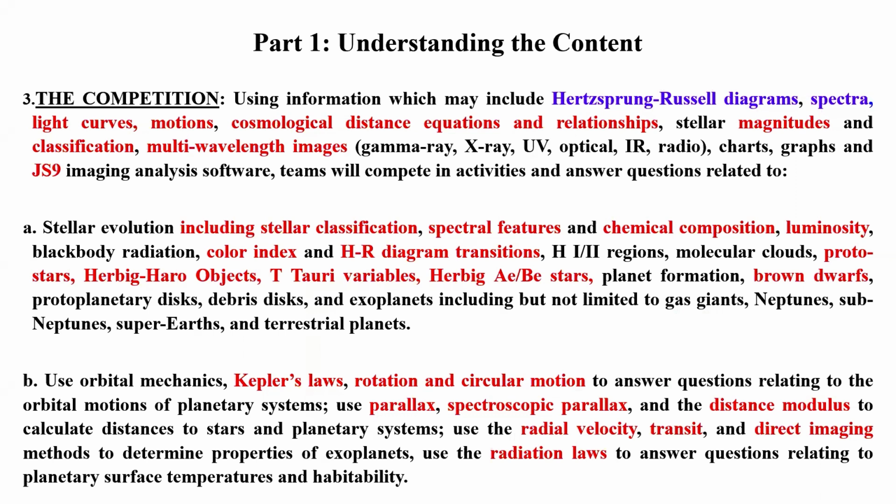The next 2 slides will show the locations of different classes of variable stars and their associated unique light curves. The AAVSO and the Australia Telescope have good basic information about variable stars. So as you can see, we've talked about the process of stellar evolution, which includes light curves, motions. We haven't gotten to the distance equations yet. We will. The stellar magnitudes, classification, multi-wavelength images.